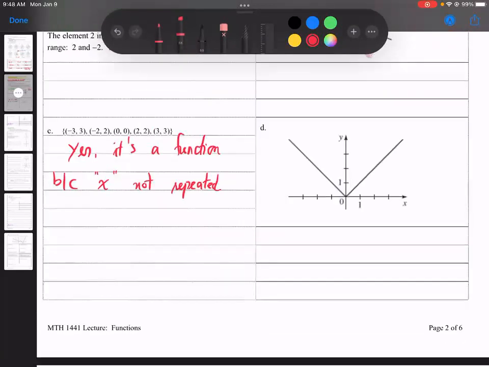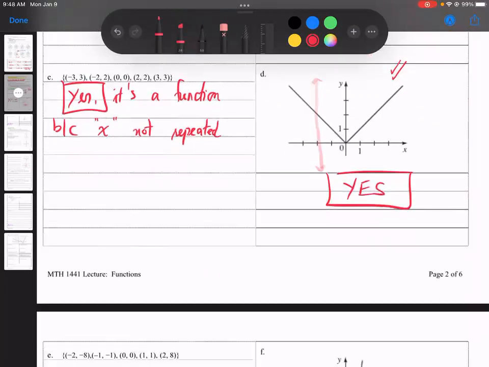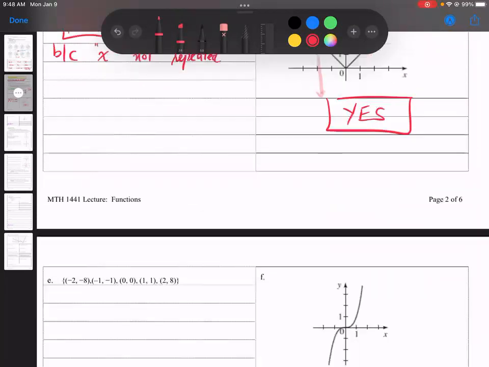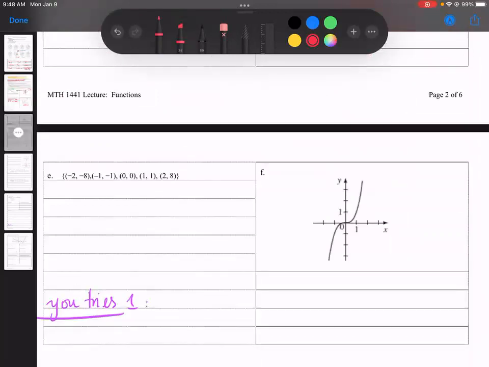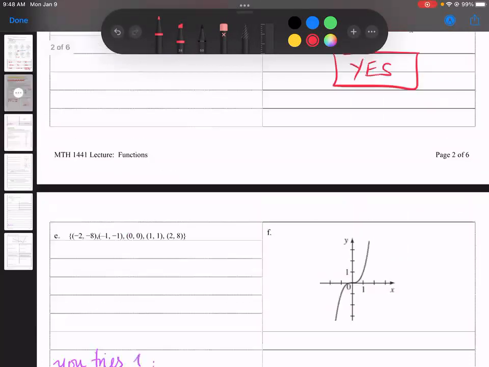D. Yes, right. If you can draw any vertical line test and it passes the vertical line test, so yes. E. What about E? Yes, right. Yes.